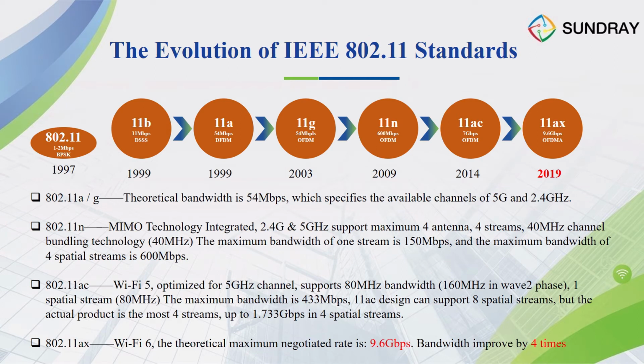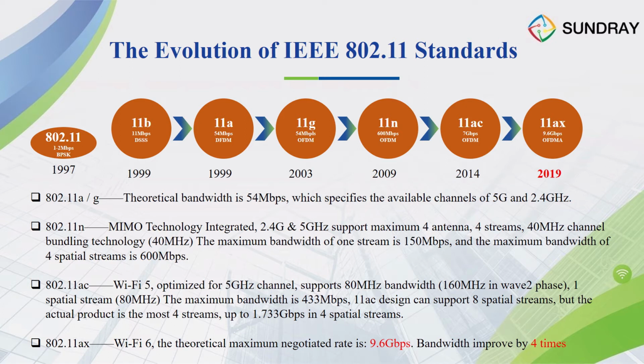Let's see the evolution of the IEEE 802.11 standards. First, we know that these standards started in the year 1997. At that time, it was just called 802.11. Because its speed is super slow, it was not used commercially. We don't even count it as the first generation of this protocol.